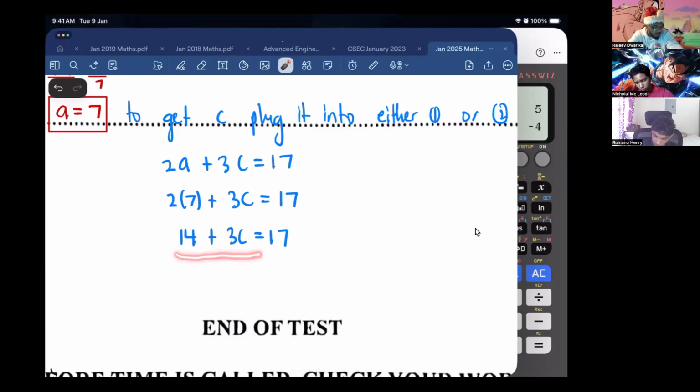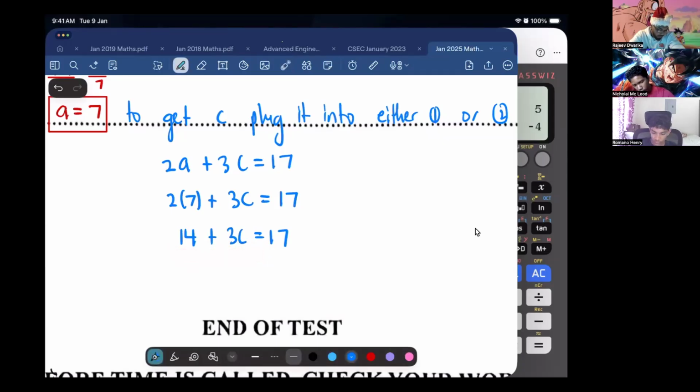If we want 3C to be the only thing on the left-hand side, what should we move across? The 14? Exactly, that 14 should not be over there, right? So Kimmy, if I move across that 14, the only thing I'll have on the left-hand side is 3C. So then I'm going to write 17, and if you move across 14, what would happen to it? What would it turn to?